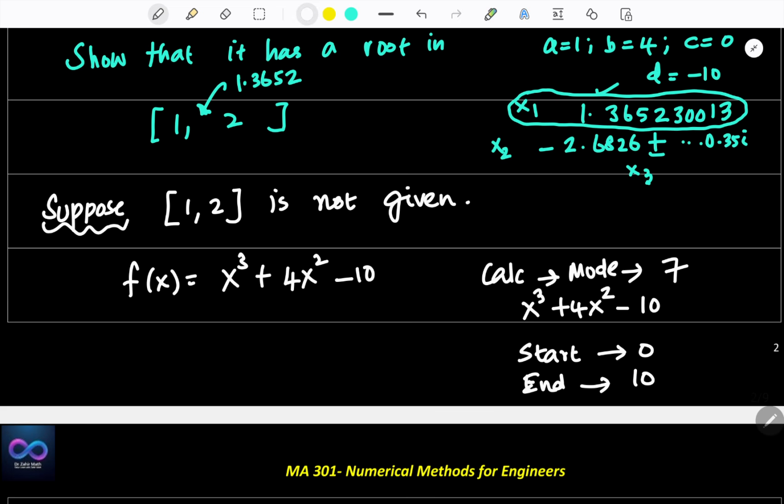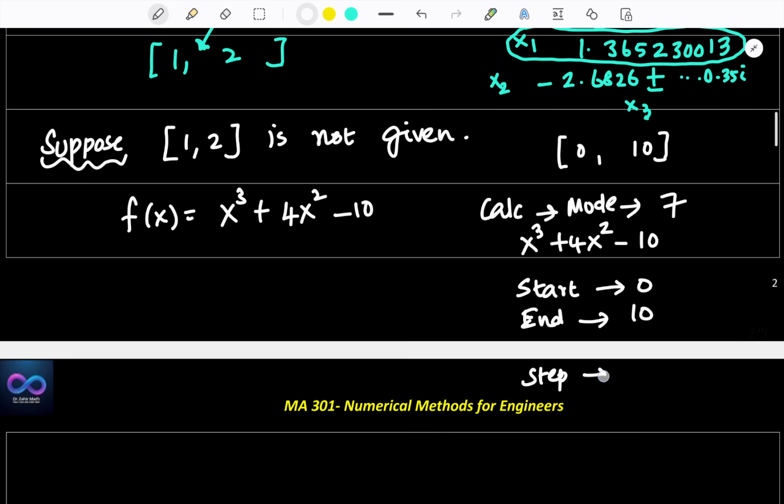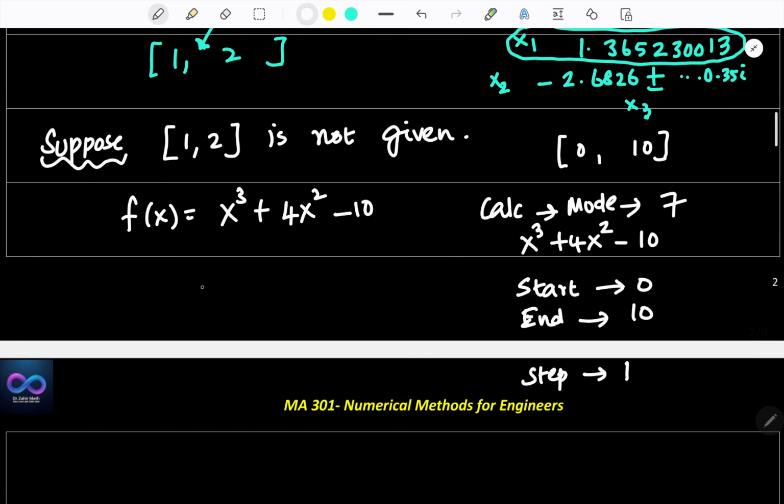Why, teacher, 10? We don't know. Sometimes the root may go anywhere in between 0 to 10. So for the end you can just give 10. And what is the step? Step you give as 1 and then press equal and then press equal. If you press equal, you will get the table, x is equal to 0, 1, 2, 3, 4, like this it will go, right? You will get minus 10, you will get minus 5, you will get 14, and then you will get 53, something like that, it keeps going.